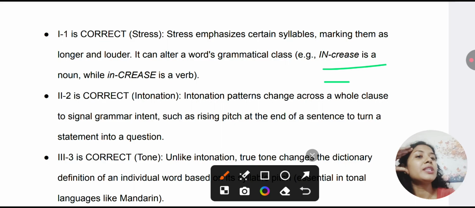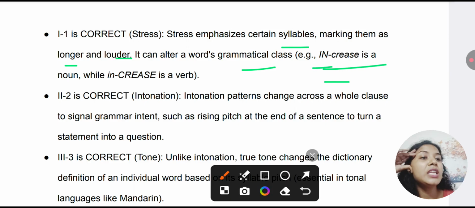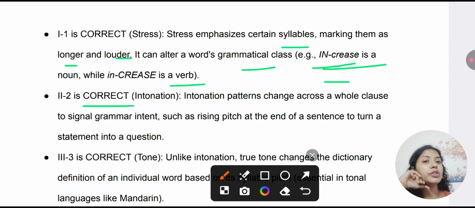So here stress emphasizes certain syllables, marking them as longer and louder. It can alter a word's grammatical class, like increase is a noun while increase is a verb. ओके. तो इंक्रीज, क्री पे आपका स्ट्रेस आ रहा है, तो इसमें आपका सिलेबल काउंट होगा. इंक्रीज एक सिलेबल, दो सिलेबल, ऐसे पता करना पड़ेगा, प्रैक्टिस करनी पड़ेगी बहुत ज्यादा.